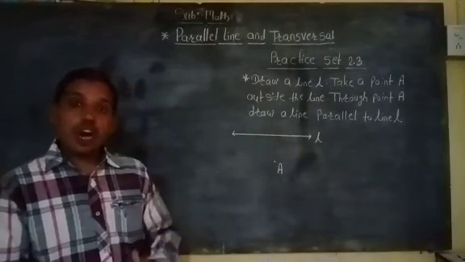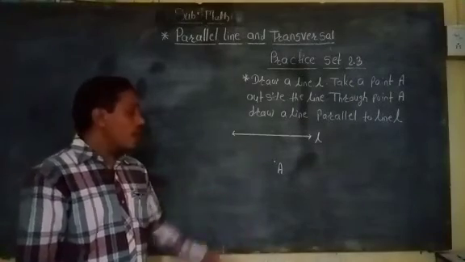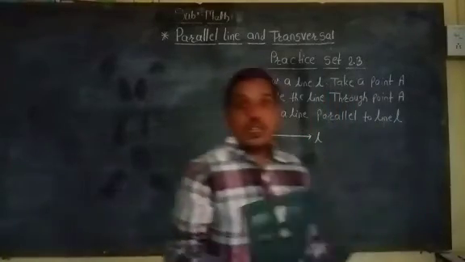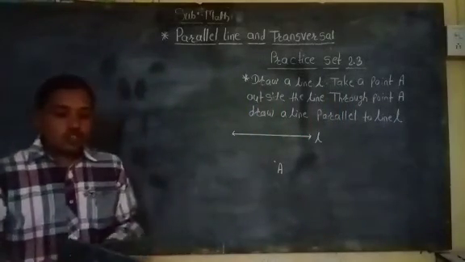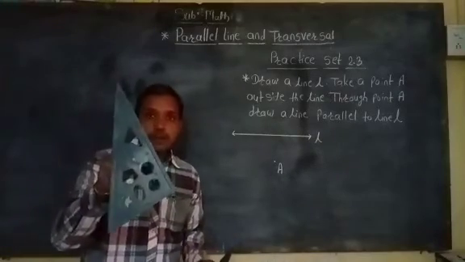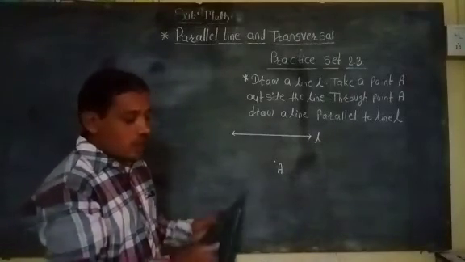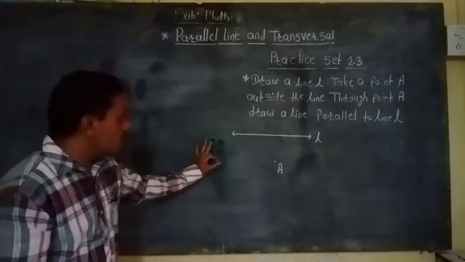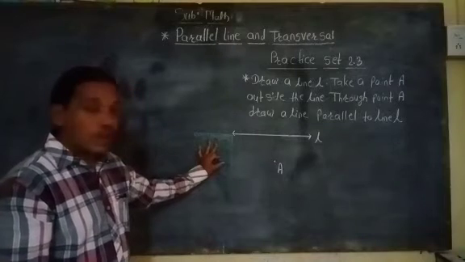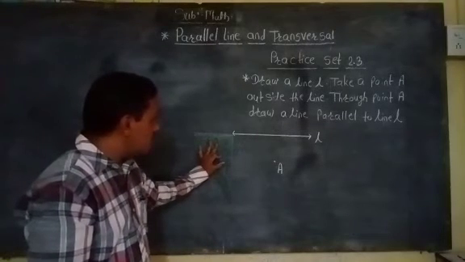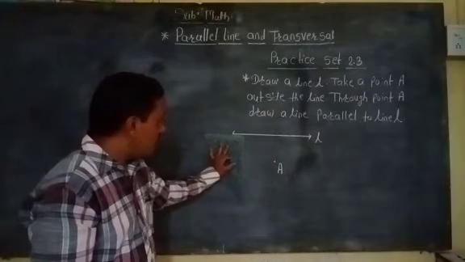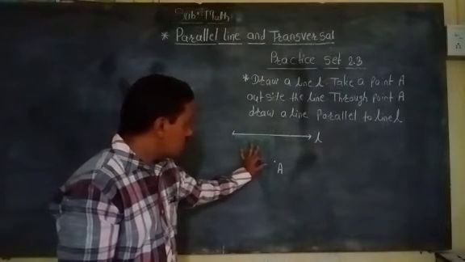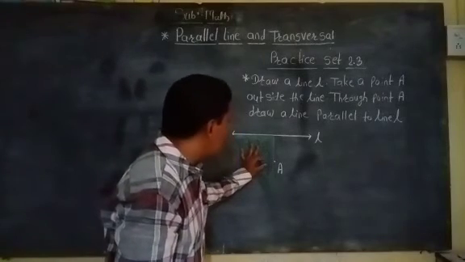We can easily draw the line which is parallel to L and passes through point A by using that geometrical tool. How can we find out? You take a set square and put it completely against line L, at one end of the line, and slide it until it reaches point A.